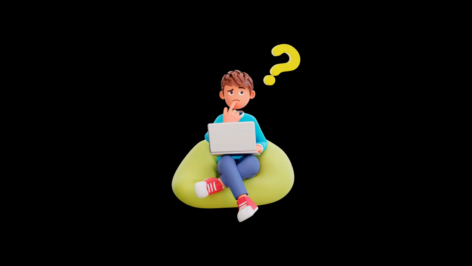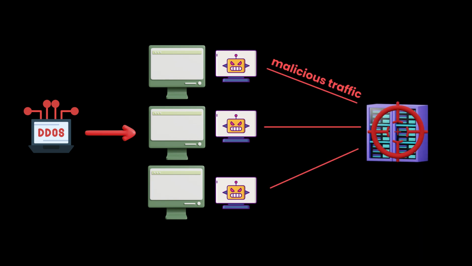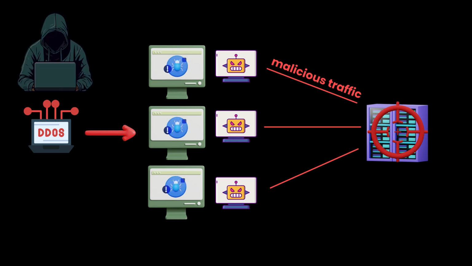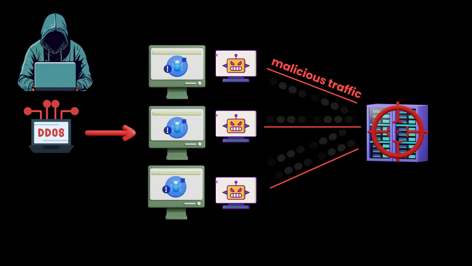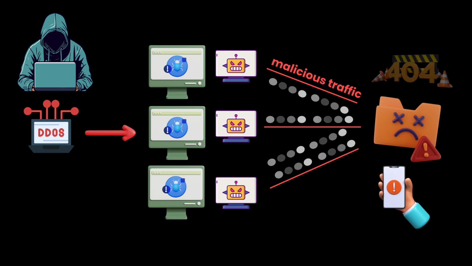How it works. In a DDoS attack, multiple compromised computers or devices, often part of a botnet, are used to flood a target with an excessive amount of traffic. These devices can be infected with malware and controlled remotely by an attacker. The massive volume of requests overwhelms the target's servers or network infrastructure, causing slowdowns or complete outages.